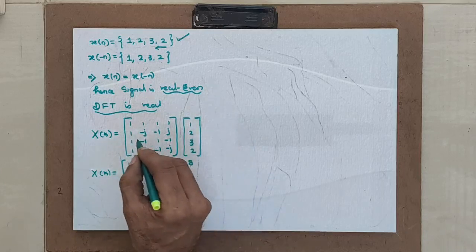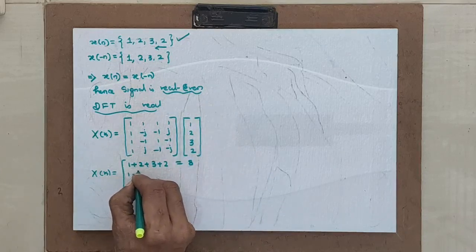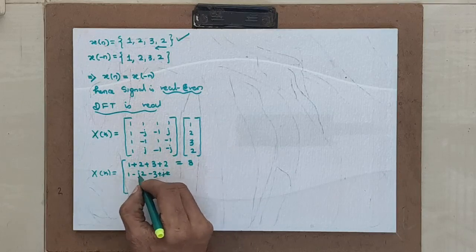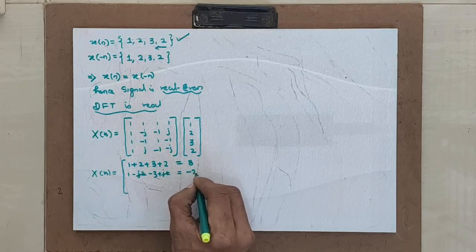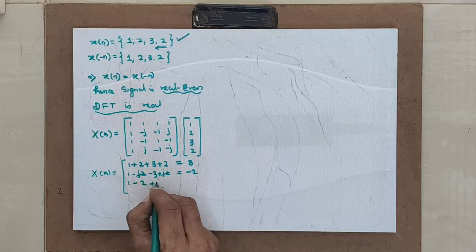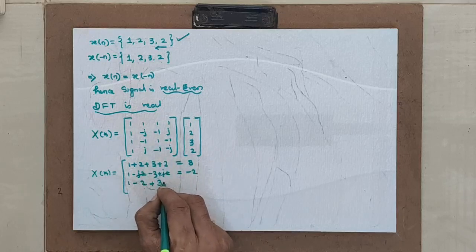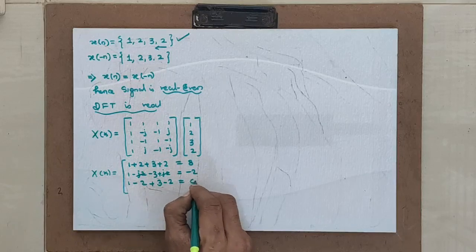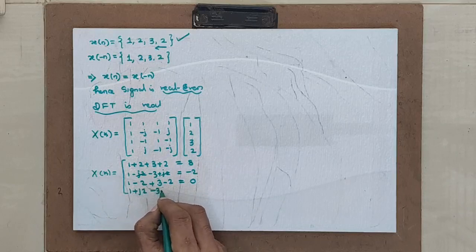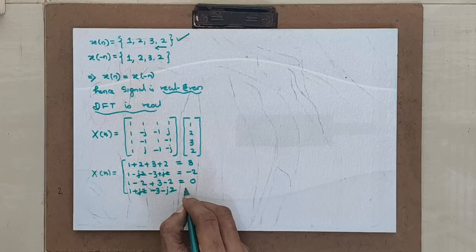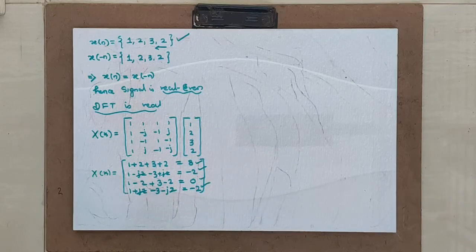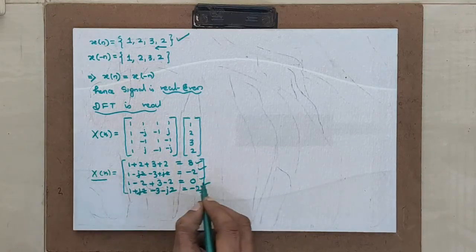Similarly, for the second row, 1 minus j2 minus 3 plus j2, the j2 terms cancel, giving you minus 2. Third row, 1 minus 2 plus 3 minus 2, answer is 0. The last one, 1 plus j2 minus 3 minus j2, answer is minus 2. See, the given 8, minus 2, 0 and minus 2, all are real. That means x of k is real.